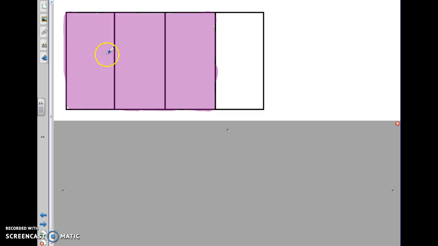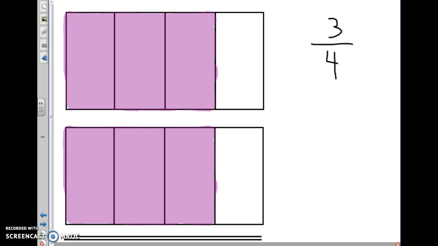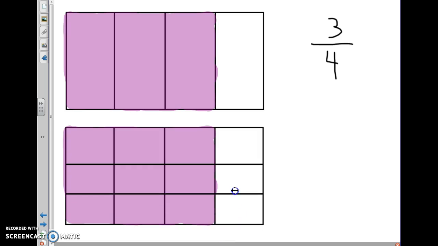Last one. Here, what would this fraction be called? Okay, we would name that 3 shaded out of 4 total pieces, 3/4. And if I took this exact same 3/4, but this time I'm going to grab a couple of lines. I'm going to put one right here, do this as well as I can, one right here. So now, same amount is shaded purple there, but what would this fraction be called now?